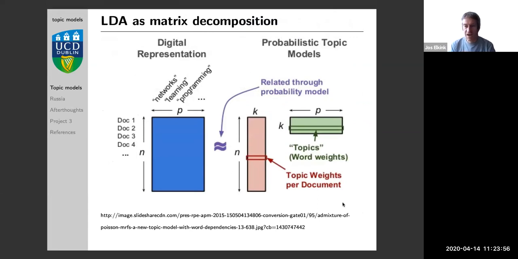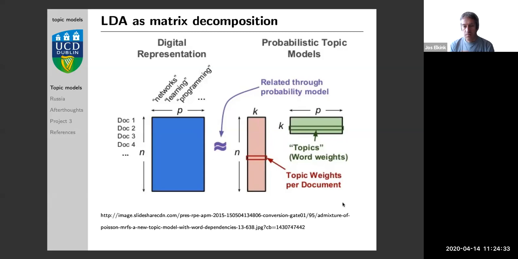So we have a matrix where every row is a document, every column is a term, and we have this n documents by p terms matrix, where each cell tells you how often this word appears in that document. And the idea with LDA is that we can split this matrix into the product of two matrices: one that tells, for each document, how probable or how present each topic is, and secondly, a matrix of each topic by each term.